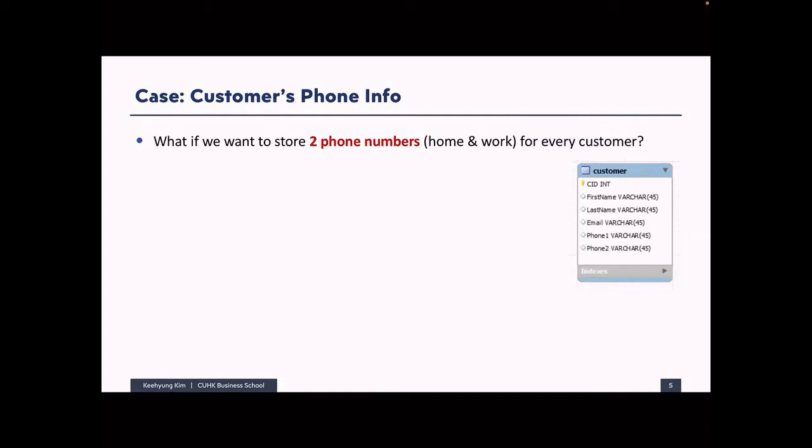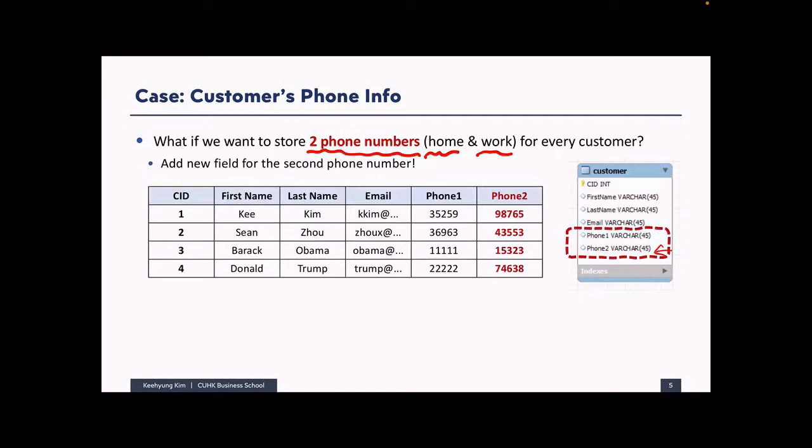And what if we want to store 2 phone numbers for every customer? Currently we had only 1 phone number, and now we want to store home phone number and work phone number separately. Then it is quite simple actually. We can simply add a new attribute, phone number 2. Then we are able to store 2 phone numbers for every customer. Simply make one more attribute, and here store the additional phone number for every customer. So we can solve this problem like this. It's working, it's not bad.